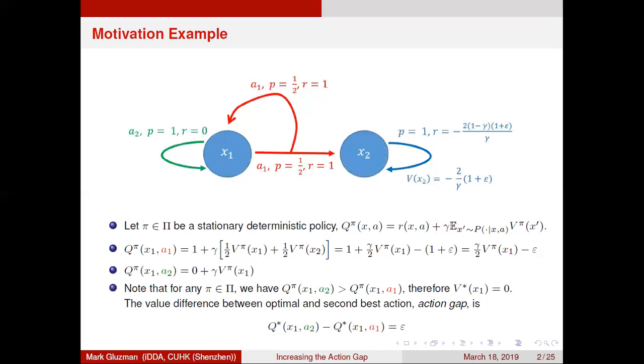X1, for which two actions are possible. One is action A2, according to which with probability one we stay in the state X1, and another action A1, and with half probability we move back to the state X1, and with half probability we move to the other state X2. In X2 there is just one action, so X2 is just an absorbing state.